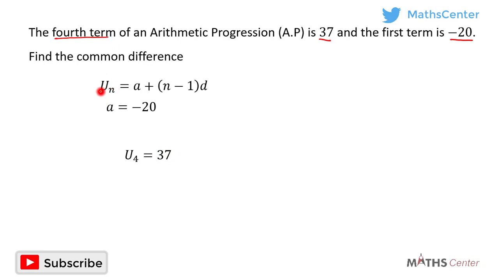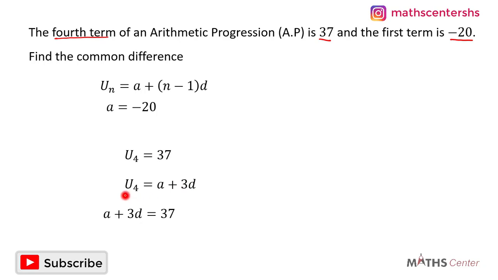From the formula, u4 will be equal to a plus (n is now 4) so 4 minus 1 times d. 4 minus 1 is 3. So u4 will be equal to a plus 3d. We have u4 as 37 and the same u4 as a plus 3d, so we can equate them. When we do that, we are going to have a plus 3d is equal to 37.